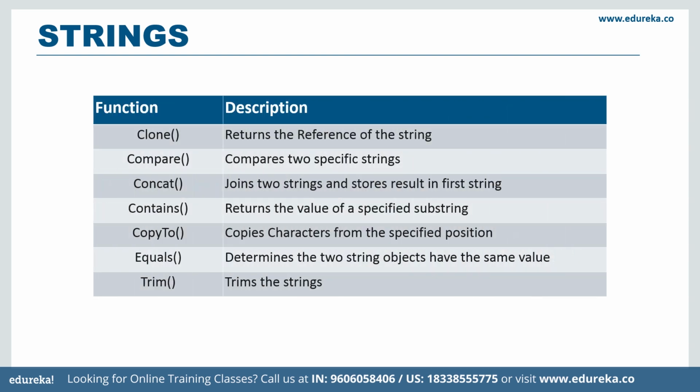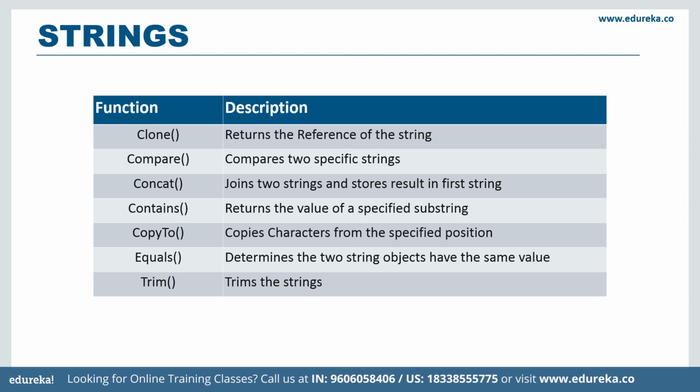Now there are a set of string functions available in C#, out of which the important ones are clone function, which returns the reference of the string. Then we have compare, which compares two specific strings. Followed by that we have string concat, which joins two strings and stores the result in the first string. Then we have contains, which returns the value of a specified substring. Then we have copy2, which copies the characters from one position to another. Then equals, that determines if two string objects have the same value. And lastly, we have trim, which trims the strings.